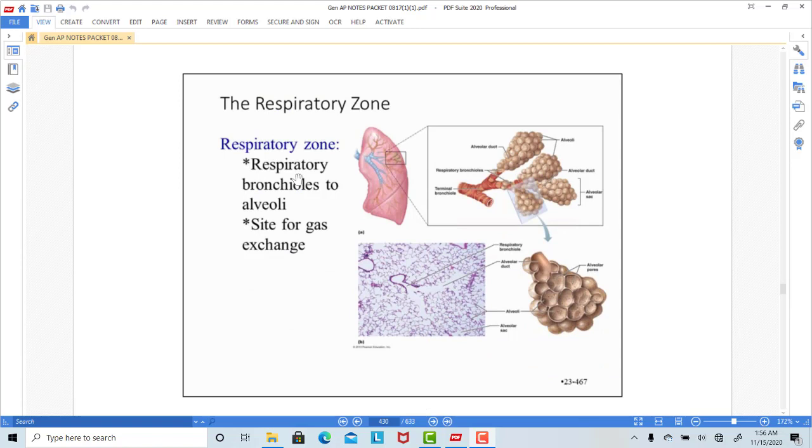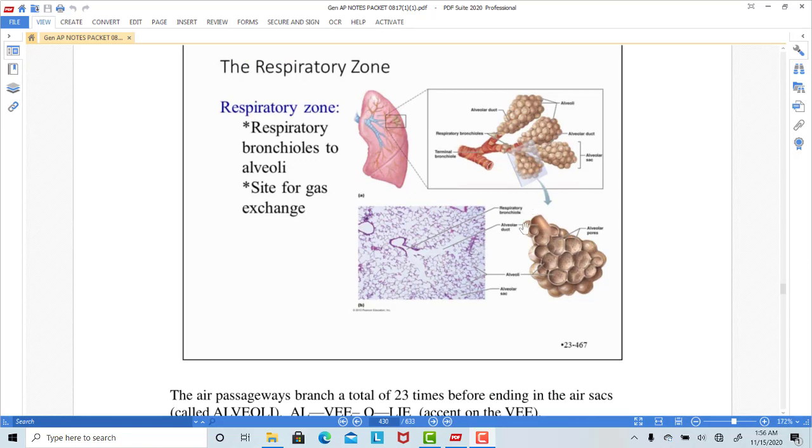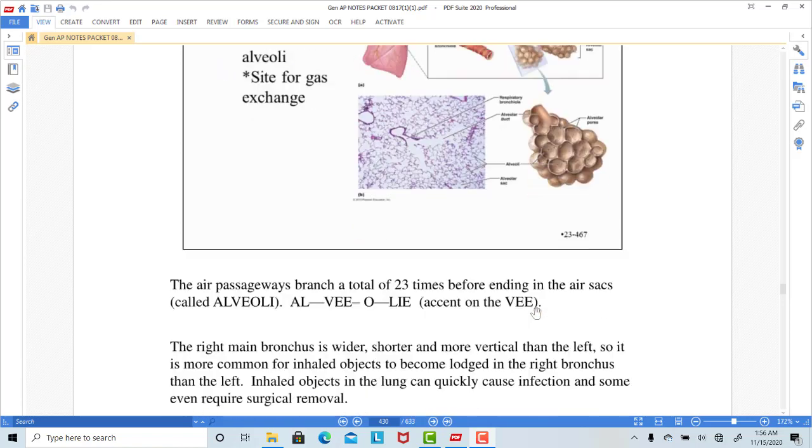So again, the respiratory zone is referring to the alveolar duct, the alveolar sac, and the alveoli themselves. This is where the gas exchange occurs. It's the final destination for the air that we inhale. Remember that each tiny circular structure within that sac is called an alveolus. That's how you pronounce it, alveoli.